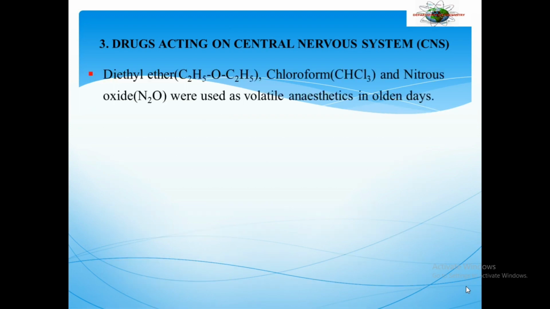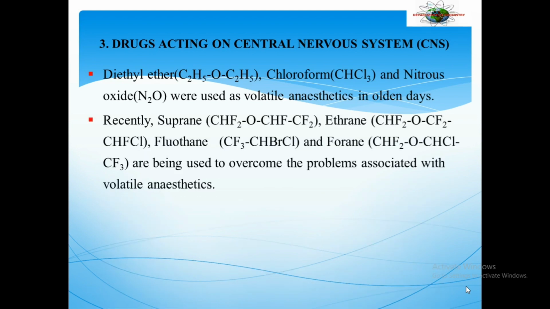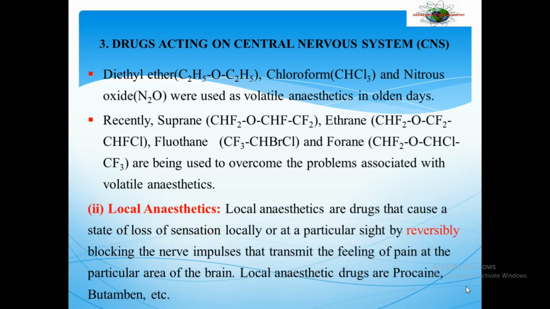Diethyl ether, chloroform, nitrous oxide were used as volatile anesthetics. What is meant by volatile anesthetics? Which means easily evaporated anesthetics. Those were used in olden days. Recently, fluorinated ethers and hydrocarbons such as suprane, ethane, flutane, fluorane are being used to overcome the problems associated with volatile anesthetics. Then coming to the local anesthetics.